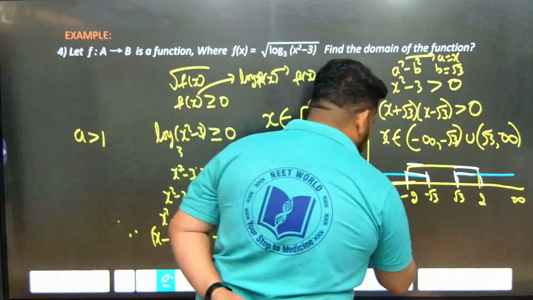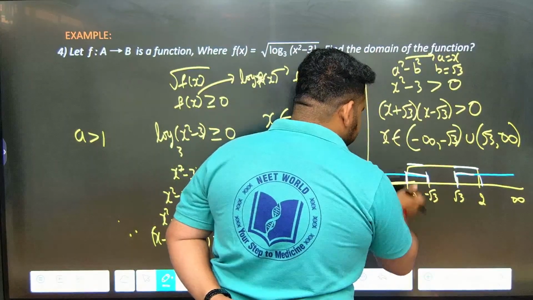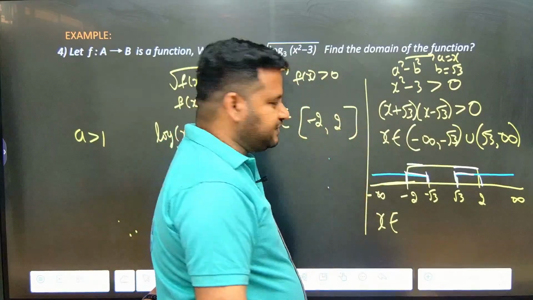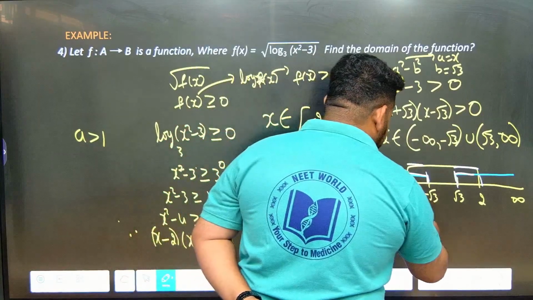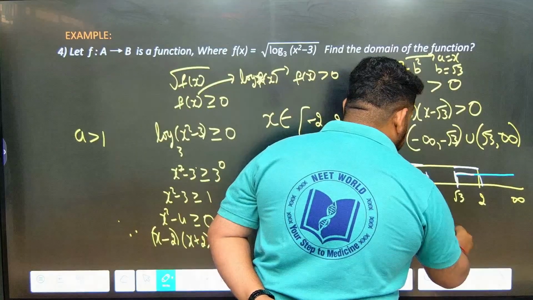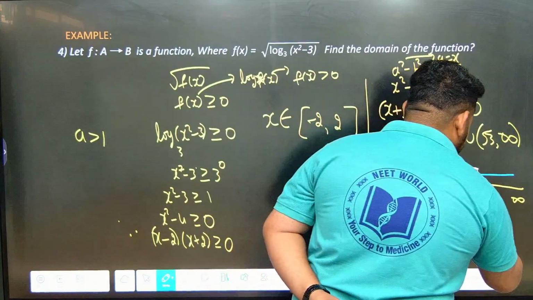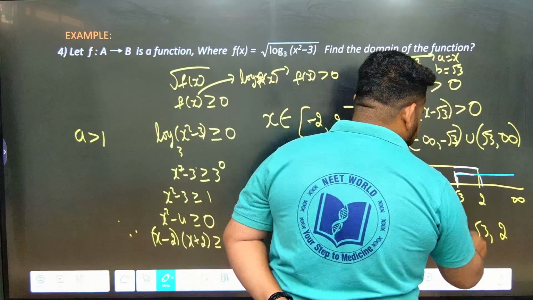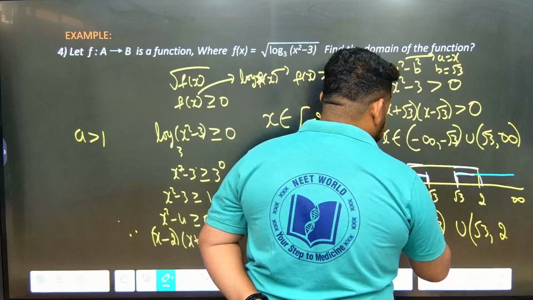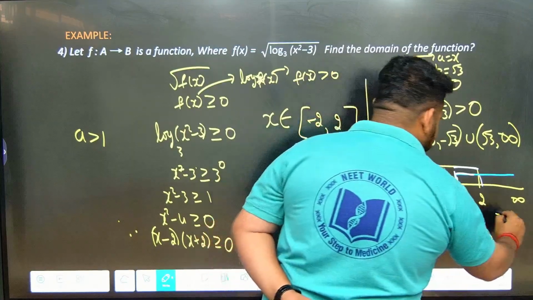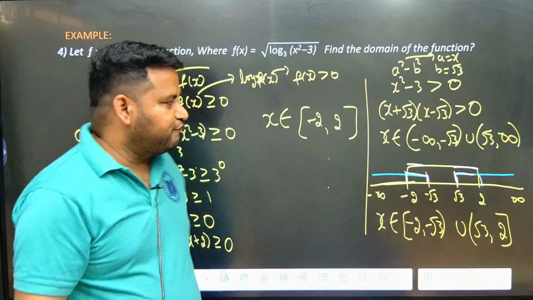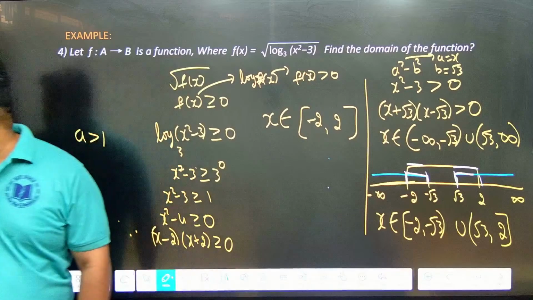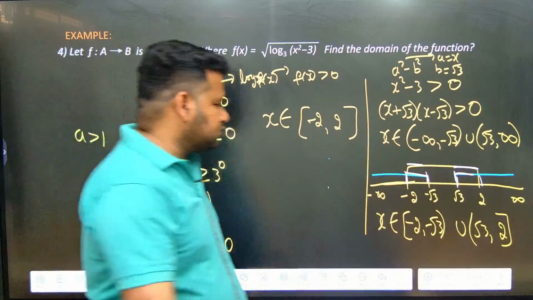So, x belongs to what? I am taking the intersection of this one and this one. If I take the intersection of these two, I am getting minus 2 comma minus root 3 union root 3 comma 2. Minus root 3 is open interval, and root 3 is open interval. Minus 2 is closed interval, plus 2 is closed interval. So, this is the domain we will get for this question. Clear, friends? This is the way you can solve this question.